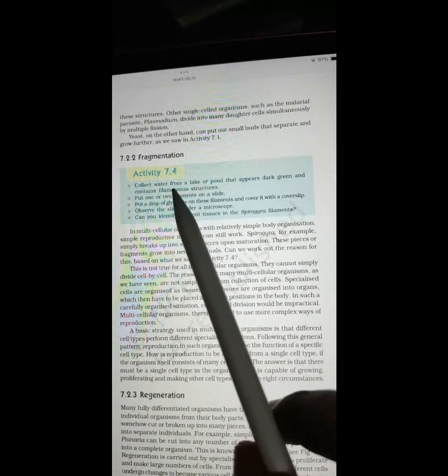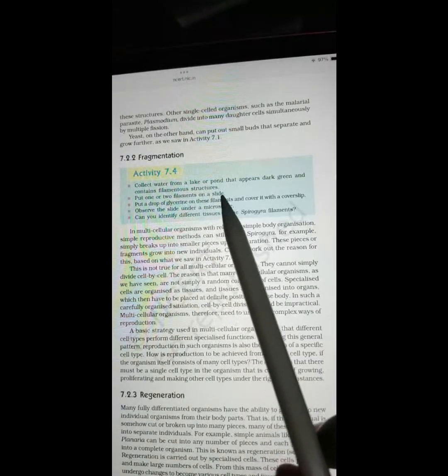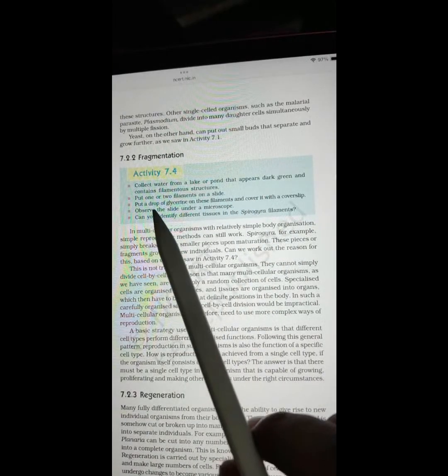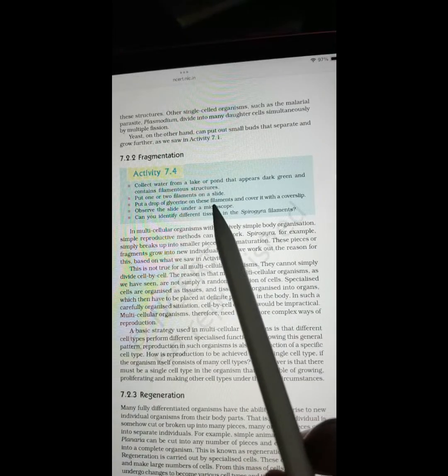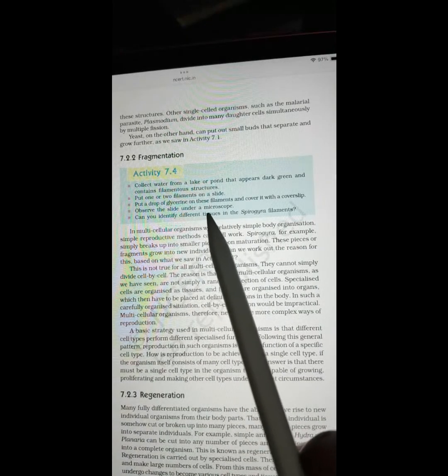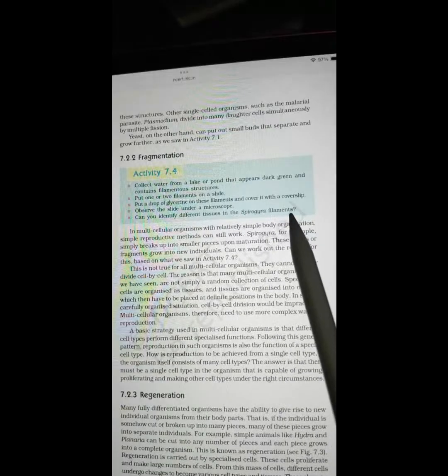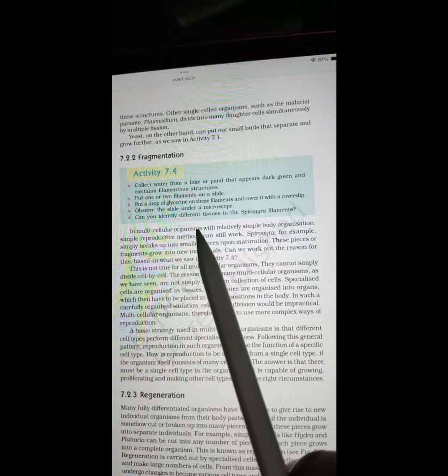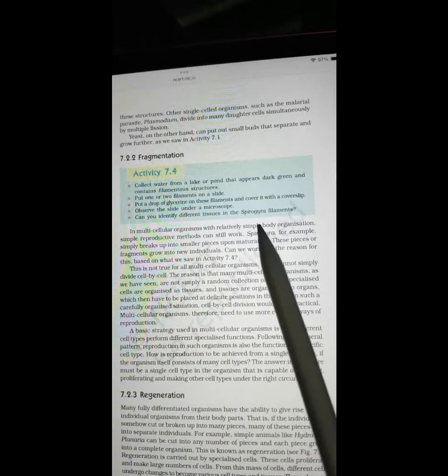Activity 7.4: Collect water from a lake or a pond that appears dark green and contains filamentous structures. Put one or two filaments on a slide. Put a drop of glycerin on these filaments and cover it with a cover slip. Observe the slide under a microscope. Can you identify different tissues in the Spirogyra filaments?